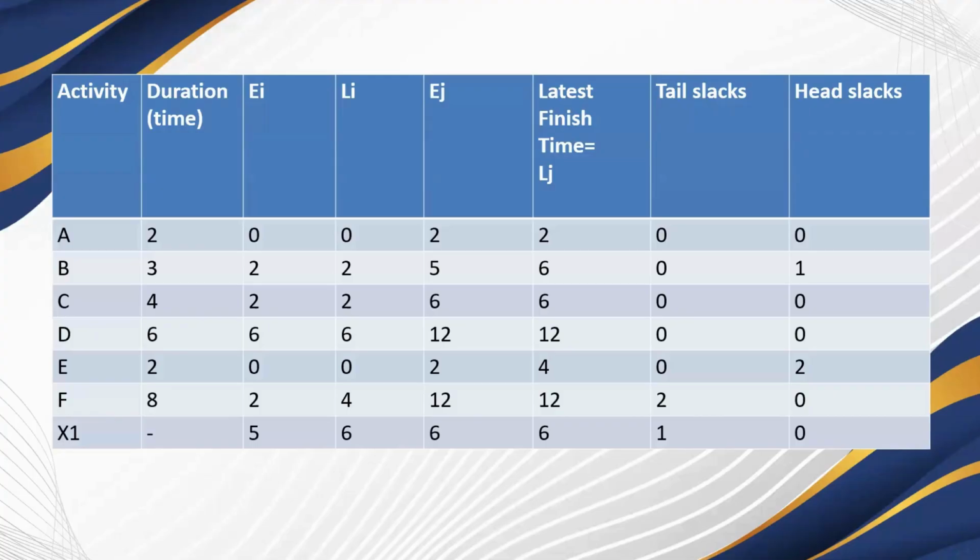This is the earliest time an activity can possibly start without affecting the project completion. LSij is the latest starting time of an activity. This is the latest possible time an activity can start without delaying the project completion.